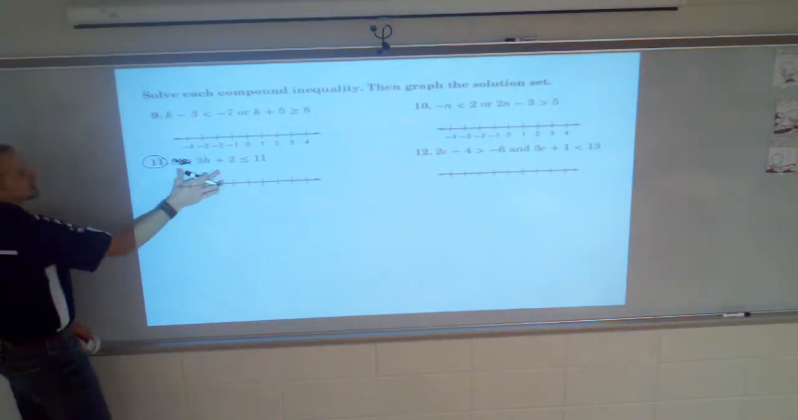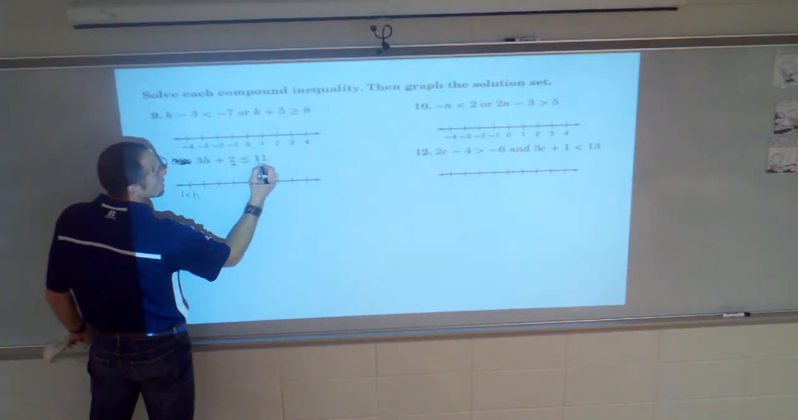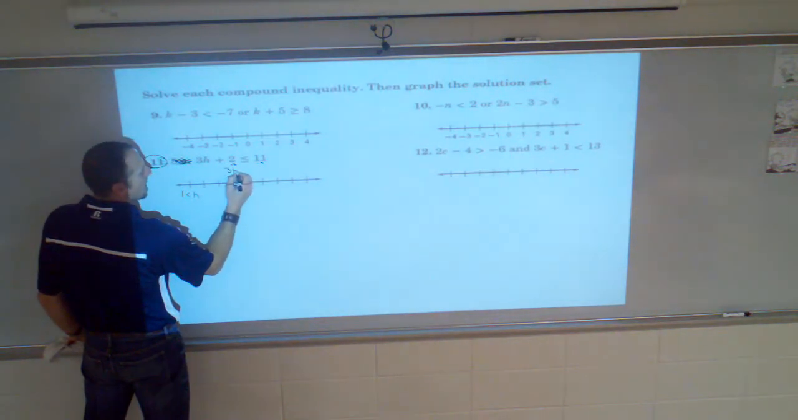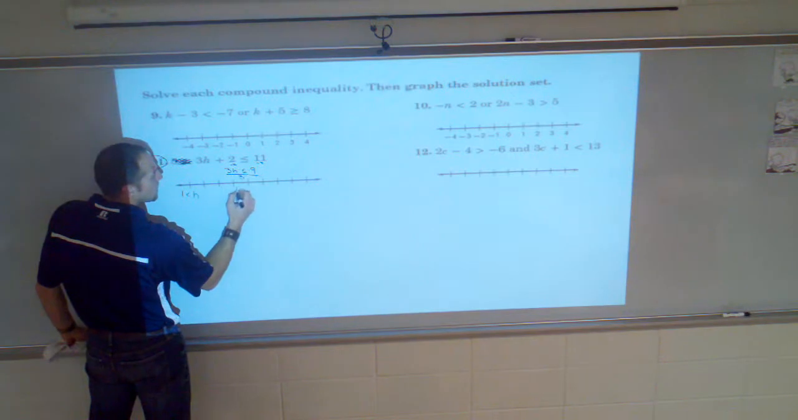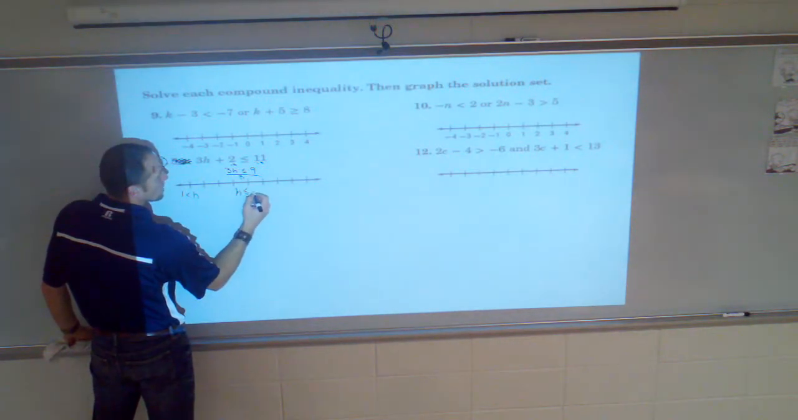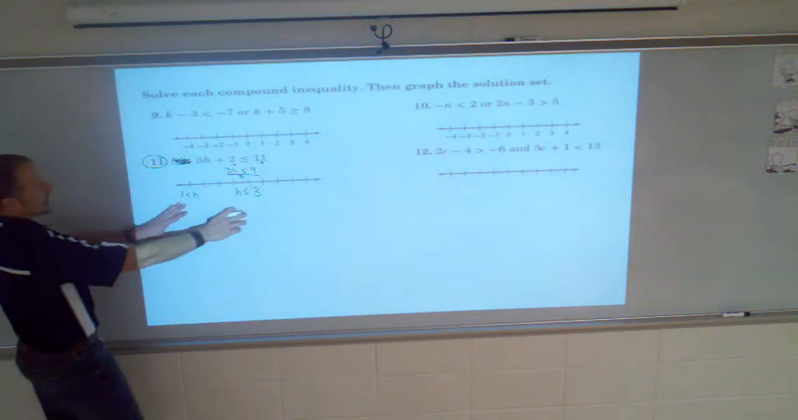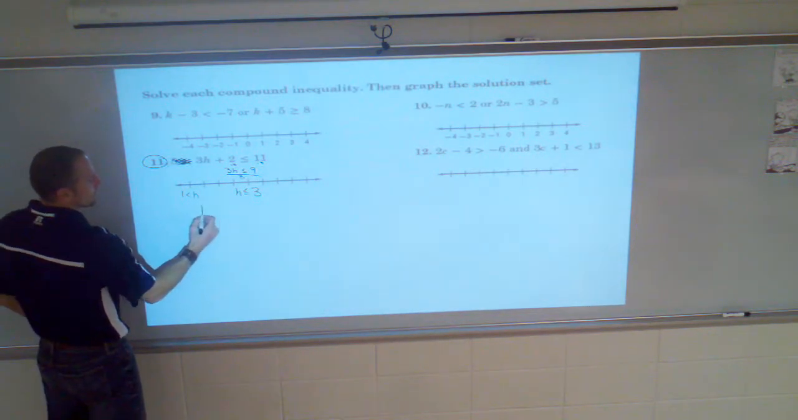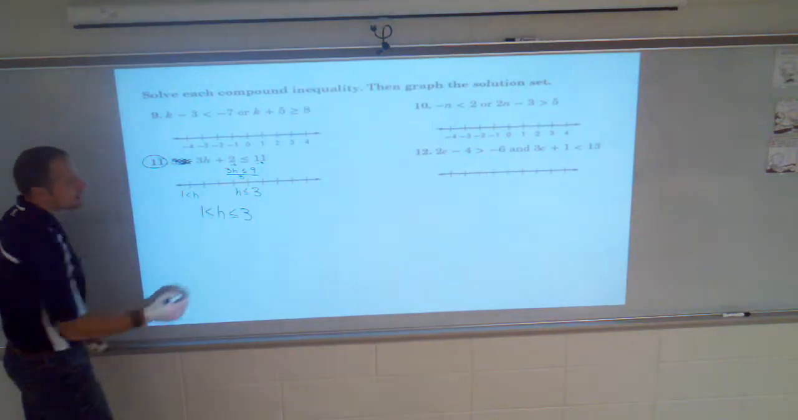Alright, so first I did the first half, now I'm doing the second half. Subtract 2. 3h is less than or equal to 9. Next step, divide by 3. h is less than or equal to 3. Alright? Now, come and put these back together. 1 is less than h is less than or equal to 3.